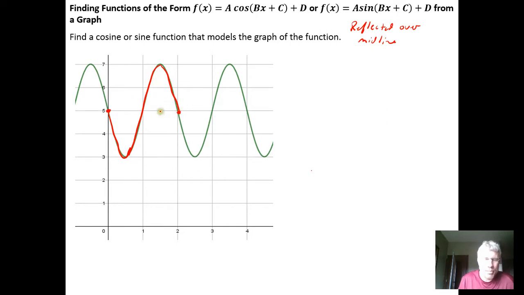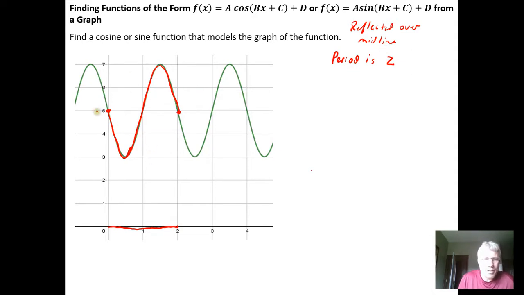And what is the period? Well, the period is the distance over which we sweep through one cycle of the sine function. So the period is 2 because we have to go from 0 to 2 to get through one cycle. So the period is 2.